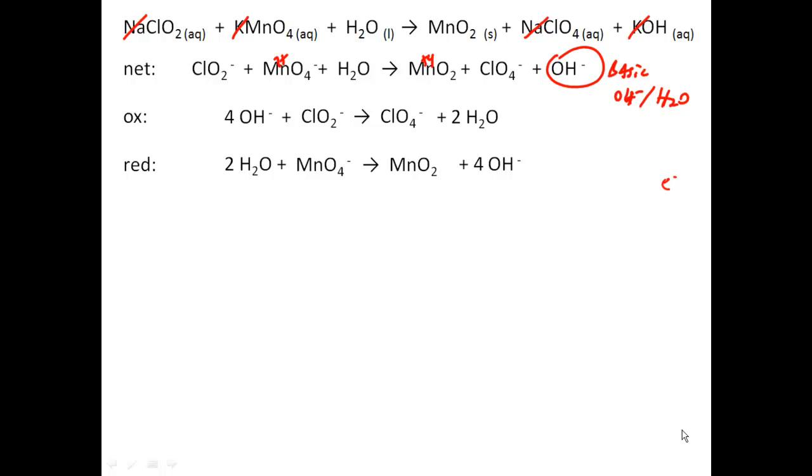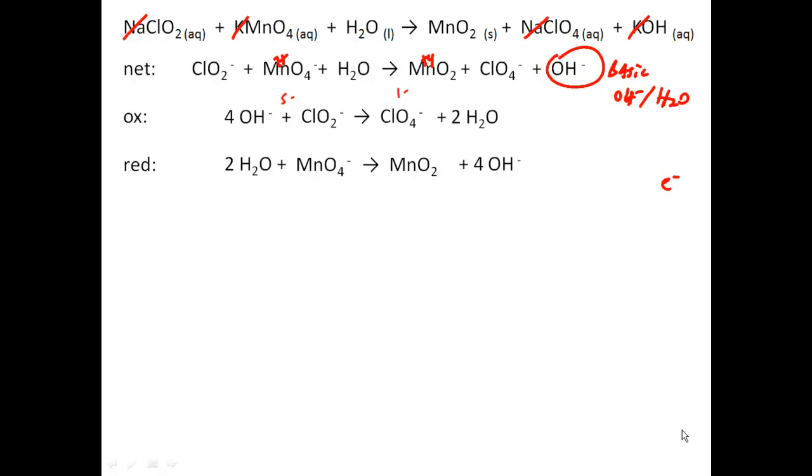Let's look at the oxidation. What's my total charge on the reactant side? Well, I have 4 minuses and a minus. Okay? Well, if I got 4 minuses and a minus, that's a total of 5 minuses, right? On the product side, I have 2 waters, which is neutral, so 0, and I have 1 perchlorate with a minus charge, so that's a -1.